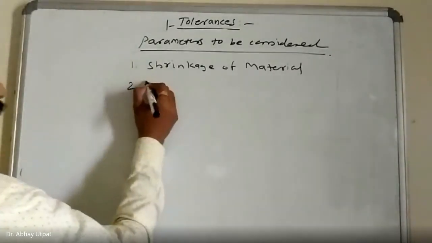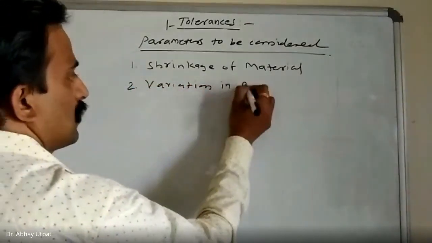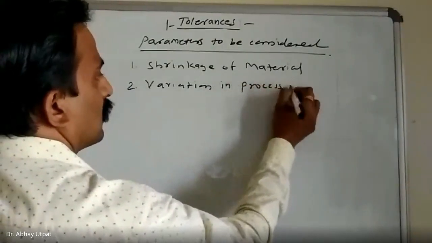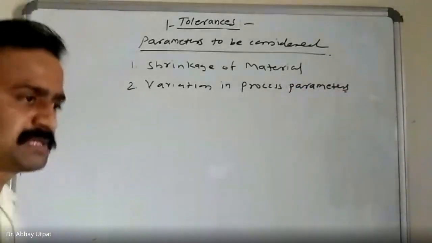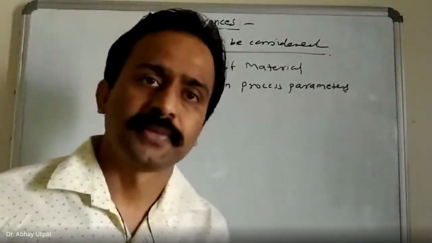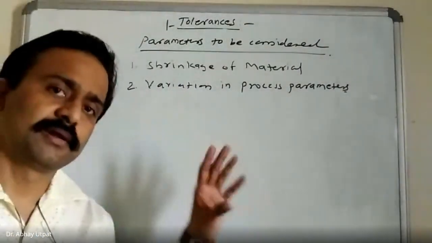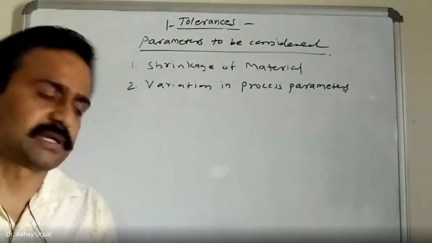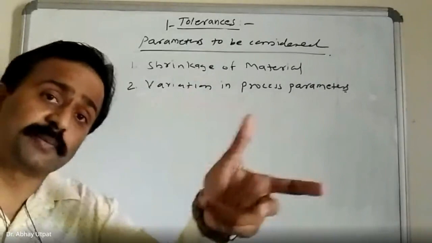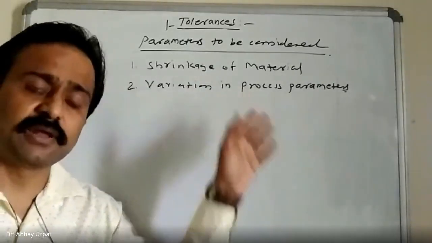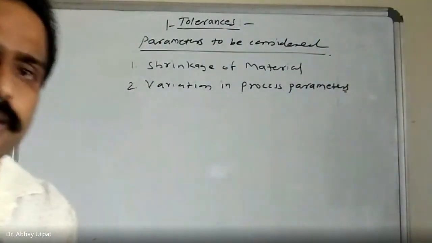Second is variation in process parameters. What is the meaning of this variation in process parameters? Some material require different pouring temperature or injection temperature. Some material require different temperature for cooling. Some material may require different holding time. So these are the process parameters.